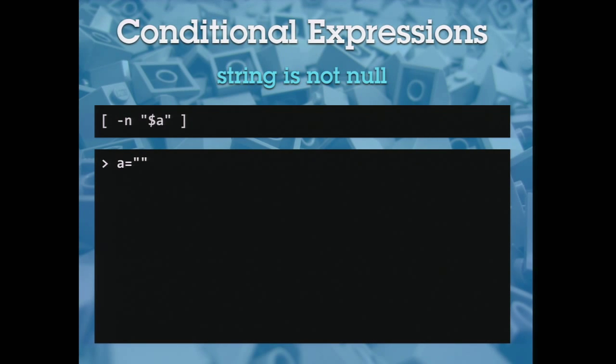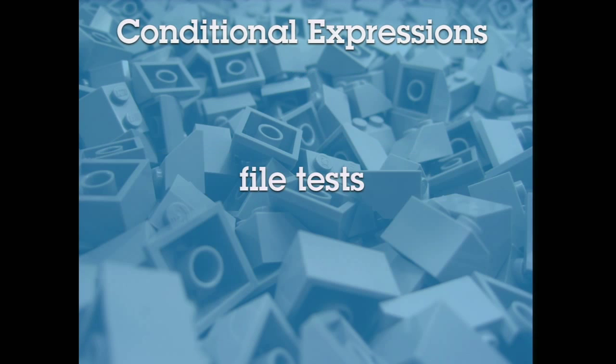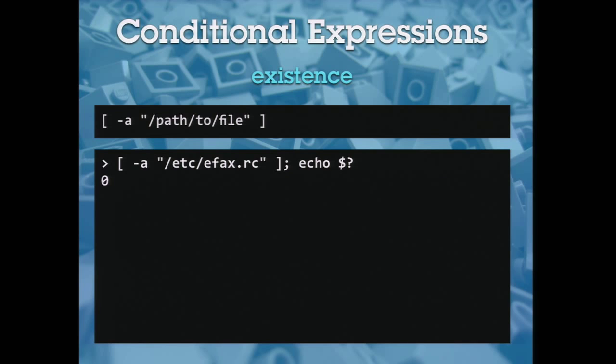Often it's useful to check if a string is empty or not, or a variable. That's the -n test. A is empty. So -n says if it's not empty, this is empty, so this is false. Naturally, there's a test to return true if a string is empty, that's -z. If you need to test whether a file exists or has certain characteristics, you can use the following tests. -a returns true if the supplied object is an existing file. -d returns true if the supplied object is a directory.